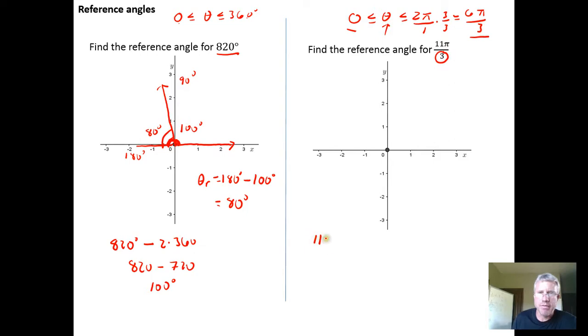So if I take 11 pi over 3 and I subtract 6 pi over 3, I'm going to get 5 pi over 3. So there's my coterminal angle. 11 pi over 3 is coterminal with 5 pi over 3. Where does 5 pi over 3 live?